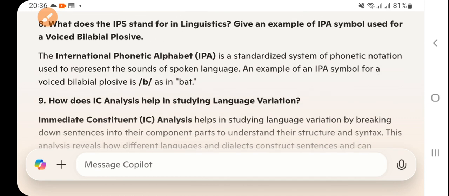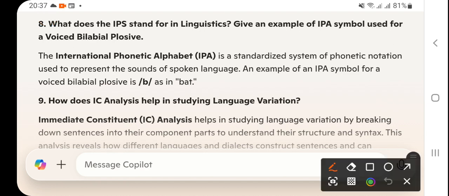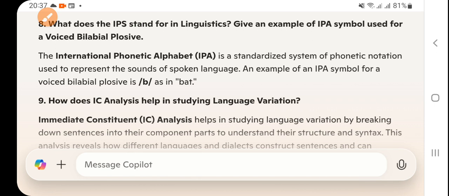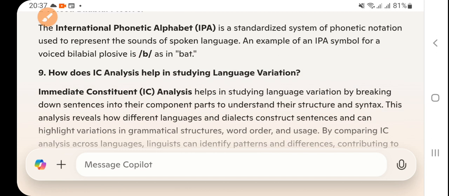Now the next question is, what does the IPA, sorry, it's not IPS symbol, it's IPA symbol, stand for in linguistics? Please correct it, when I was typing it's the IPA symbol. Give an example of an IPA symbol used for voiced bilabial plosive. Okay, the International Phonetic Alphabet is a standardized system of phonetic notation used to represent the sounds of a spoken language. I have already told you that there are 44 sounds and 44 symbols, no confusion. That is the ultimate purpose.